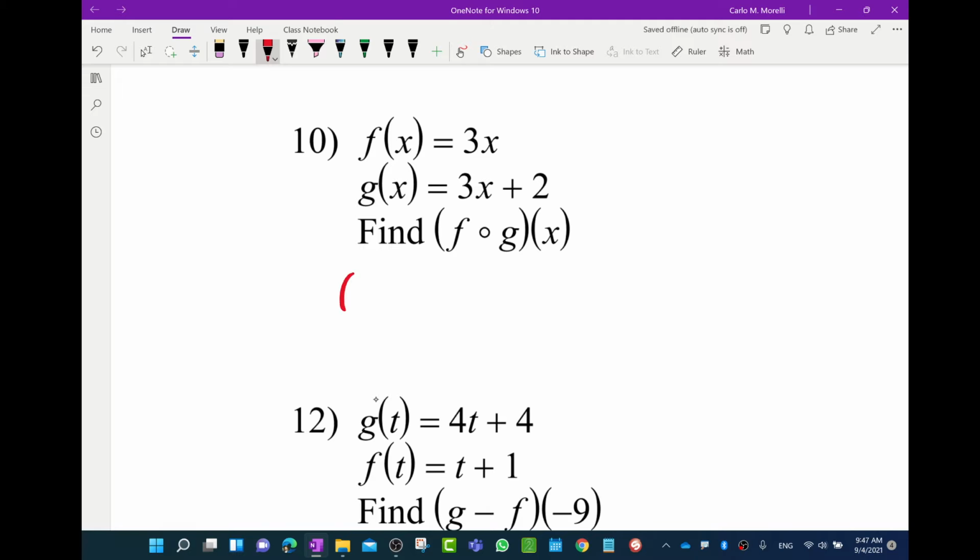So the composition of functions f and g of x is equal to 9x plus 6.